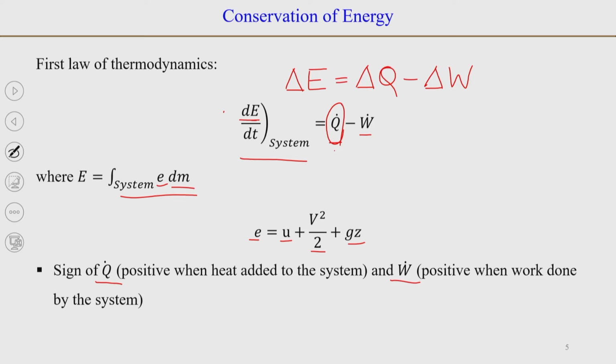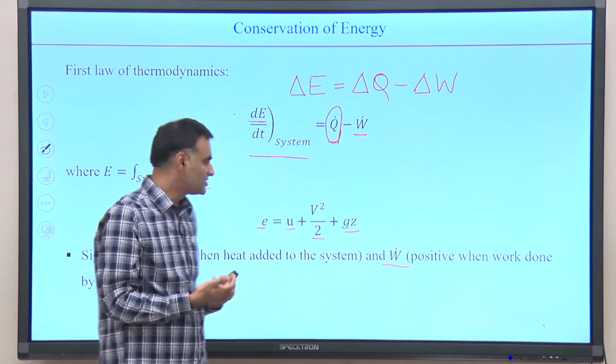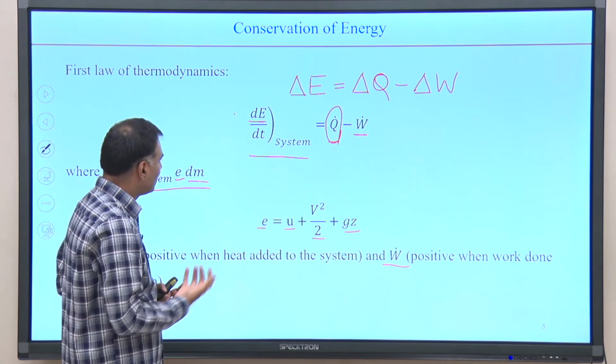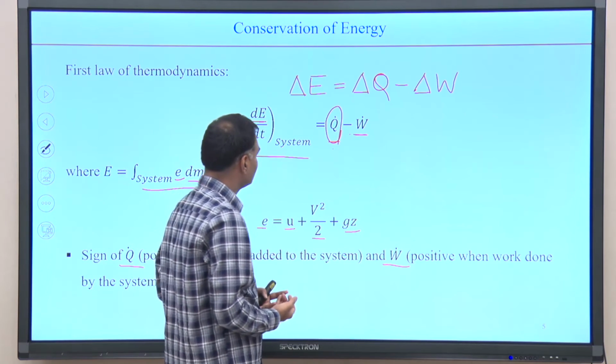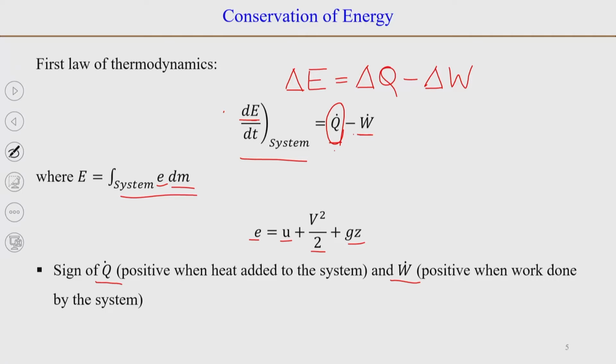W dot will be positive because we have a negative sign in this equation. W dot will be positive when the system spends some energy to do work. When the system does work, it needs to spend energy. Because we have a minus sign here, there will be a decrease in the energy of the system when work is being done by the system. So, the sign of W dot will be positive.